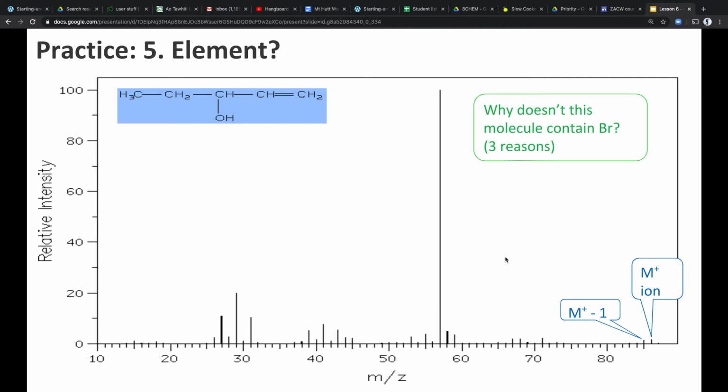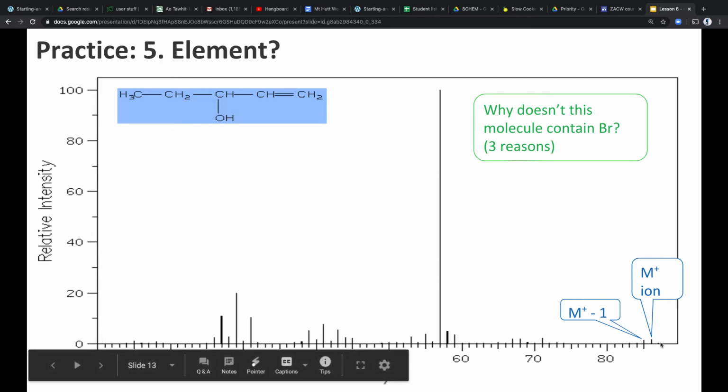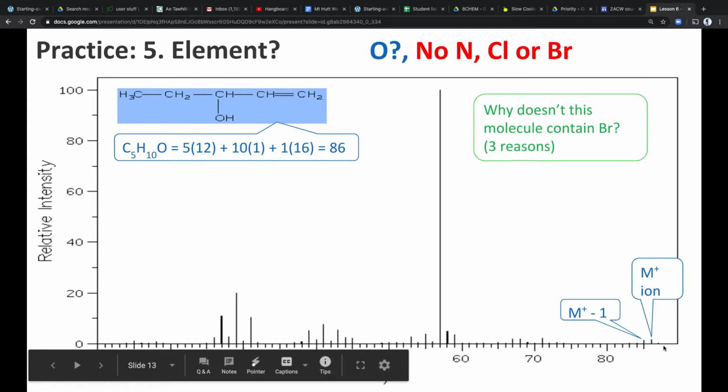If it contains an OH group, like an alcohol or a carboxylic acid, those H's are normally given away. So M-1 because it lost a hydrogen, and there's a little blip above it caused by the C13.